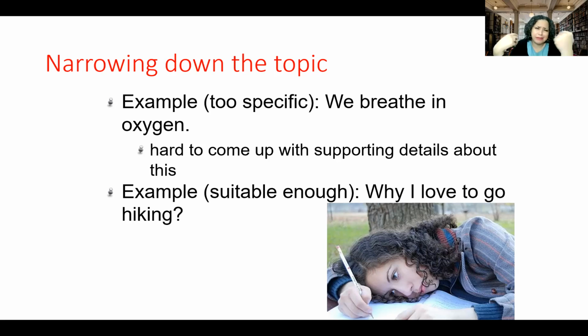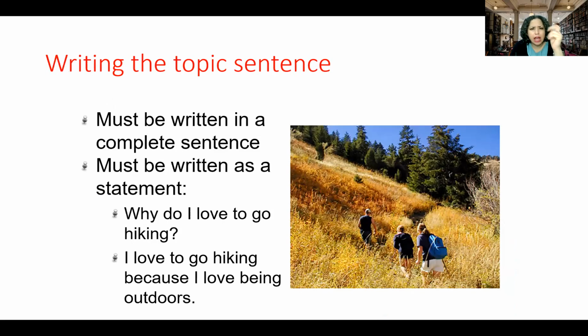Now we have a topic. So then let's take a look at how we can write about hiking and my love about hiking. It must be written in a complete sentence. It must be written as a statement when we're talking about the topic sentence. So we need to consider, why do I love to go hiking? I love to go hiking because I love being outdoors.